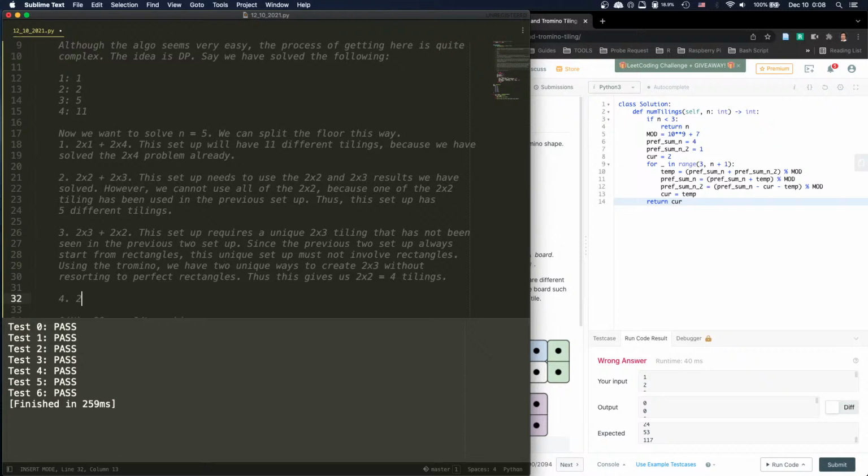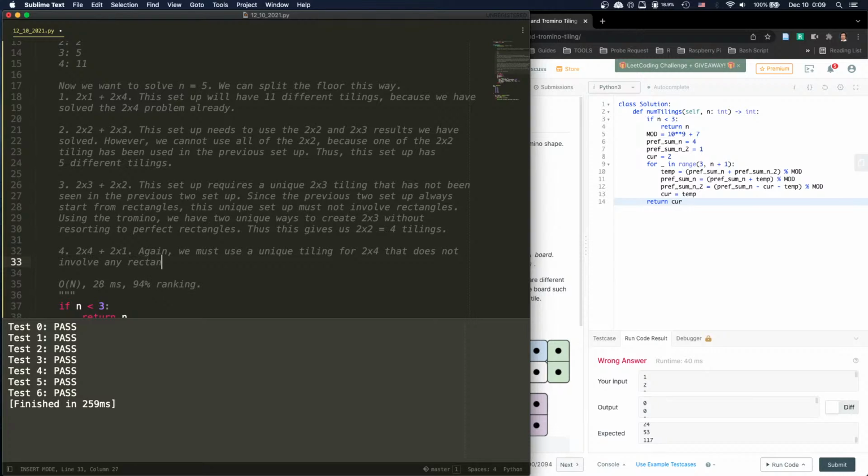And the fourth one is 2 by 4 plus 2 by 1. Again, we must use a unique tiling for 2 by 4 that does not involve any rectangles that can vertically split the 2 by 4 into two parts. There are two ways to form such unique tilings using terminals. Thus, this gives us 2 times 1 equals 2 tilings.